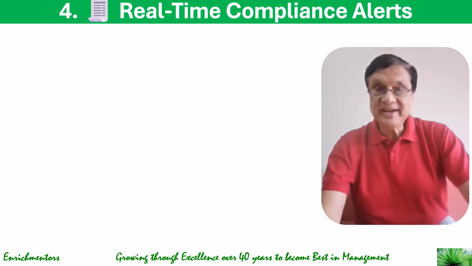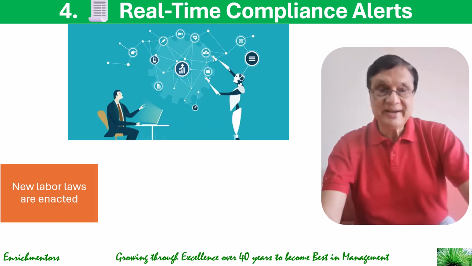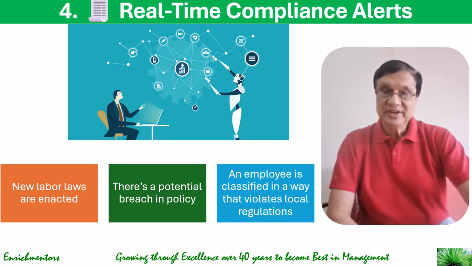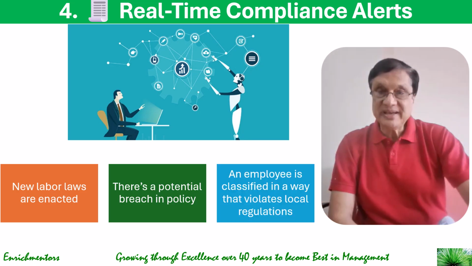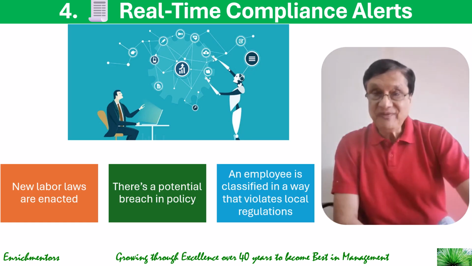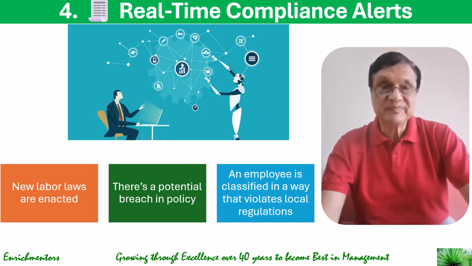Then, AI systems can send alerts when new labor laws are enacted, when there is a potential breach in policy, and when an employee is classified in a way that violates the local regulations. To give you another example, if a new state mandate requires wage transparency in job postings, AI flags non-compliant postings. So like this, AI does the real-time compliance alerts.